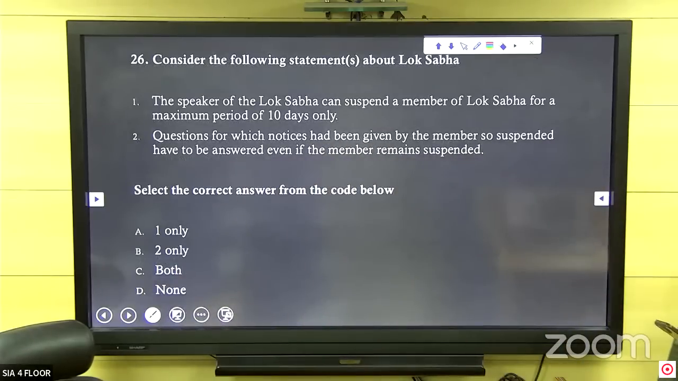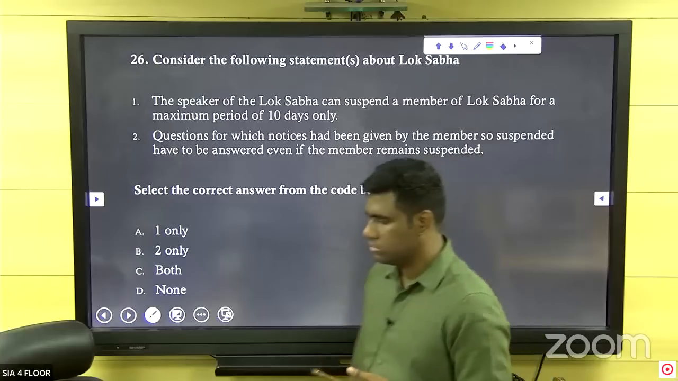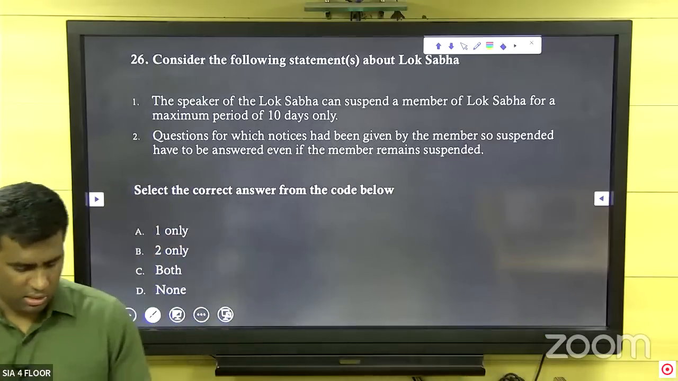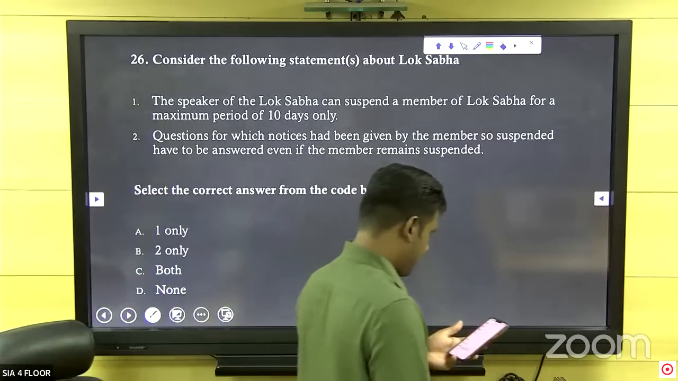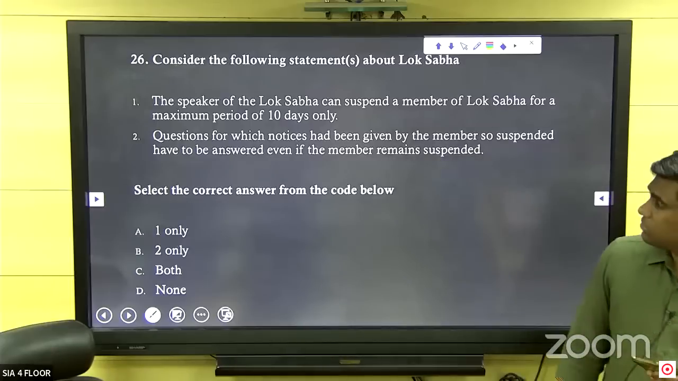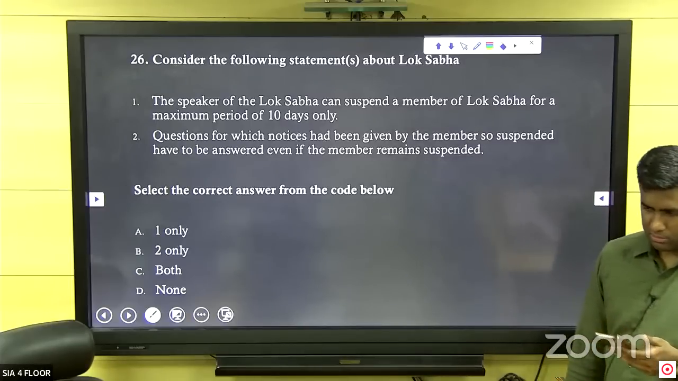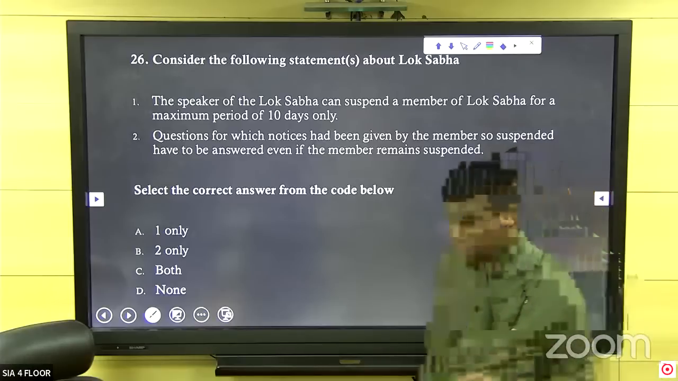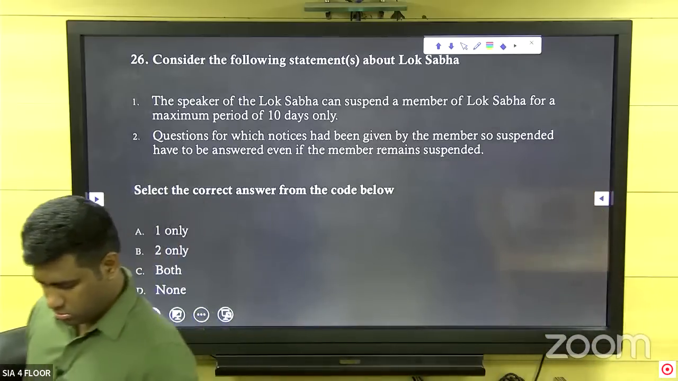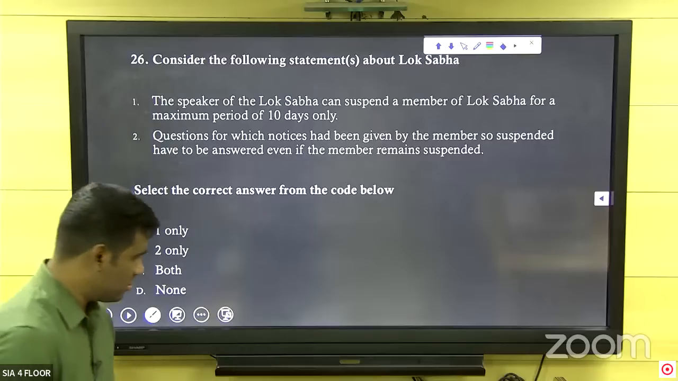Okay, this is regarding Lok Sabha. The question has been framed regarding many members of Lok Sabha being suspended. The Chairman is also a member of the General Purpose Committee.